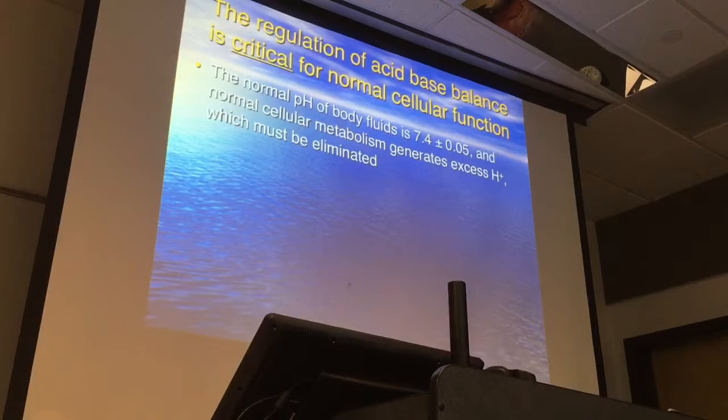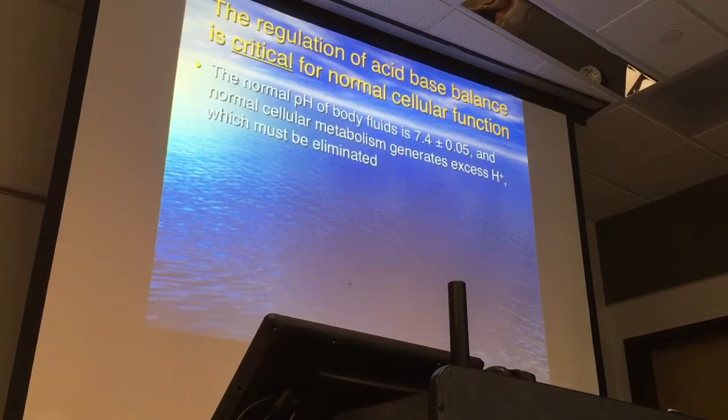When it gets out of that range, proteins don't fold right, enzymes don't work right. It is a serious disorder when it gets out of that range. We have names for just going to 7.46 or 7.34. Okay? It is serious when it gets out of normal range. A lot of things go wrong, not just a couple. A lot of things can go wrong, okay?